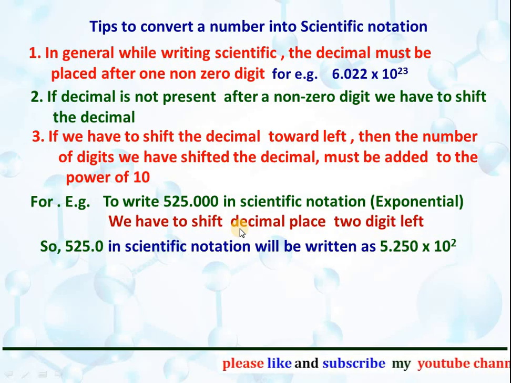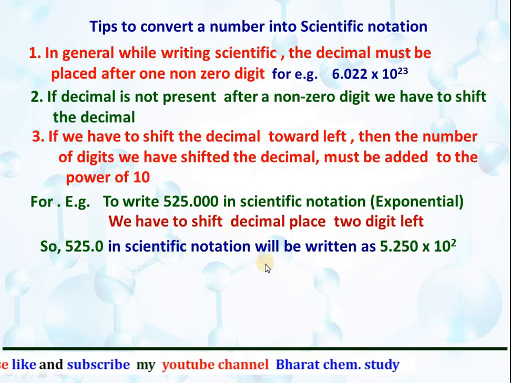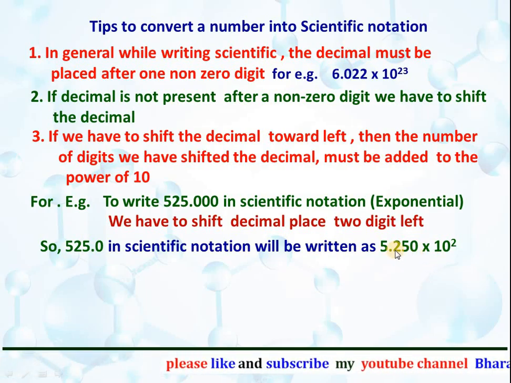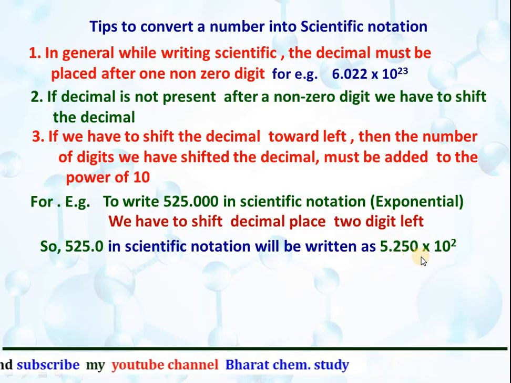So 525.000 in scientific notation can be written as 5.25 into 10 to the power 2, because we have shifted the decimal 2 digits to the left, so we are adding 2 to the power of 10.